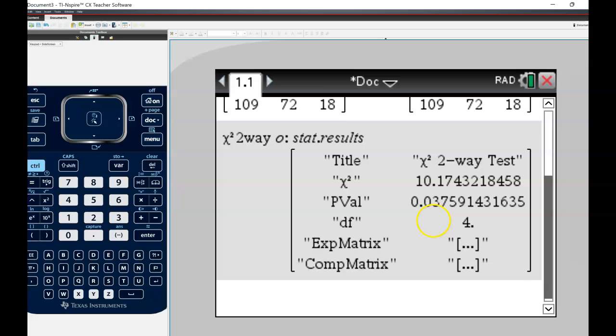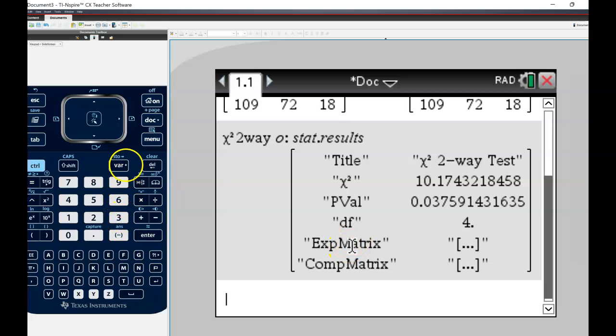And now you have your results. So we know that the chi-squared statistic is 10.1743, and the p-value is 0.0375. But we actually need to fill in the expected matrix. So how do you do that?